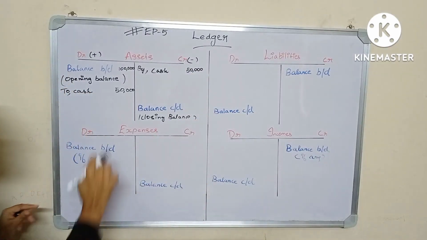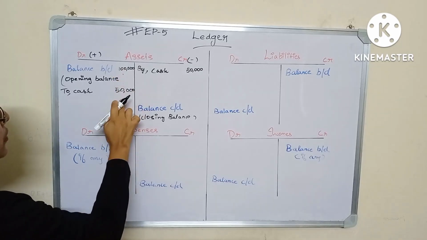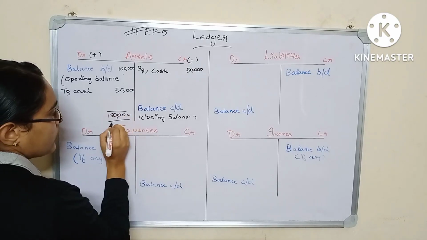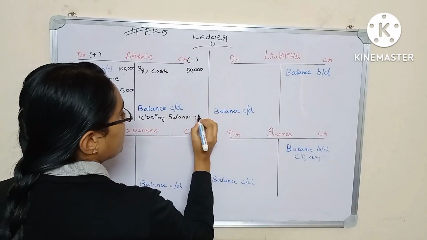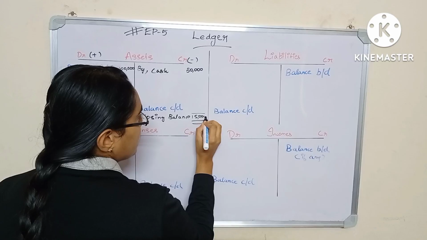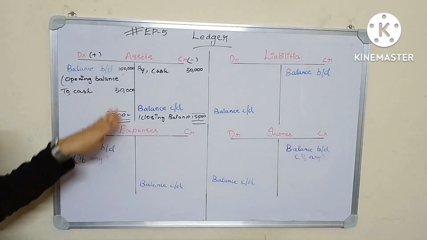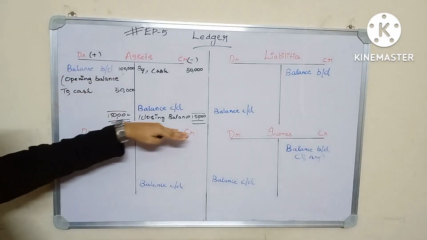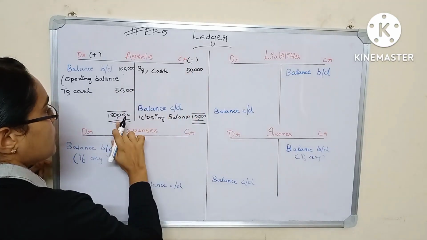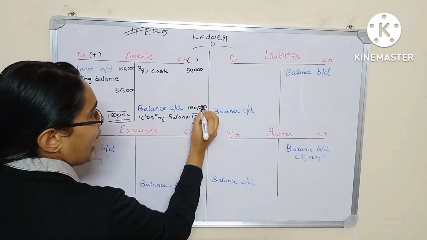Here you can see the total: 1 lakh plus 50,000, you have 1,50,000 as the total. And here also you can write 1,50,000 as total. Now you can see this debit side is greater than your credit side. So what will be the difference? Here 1,50,000, and here is only 50,000. So 1,50,000 minus 50,000, 1 lakh will be your closing balance.